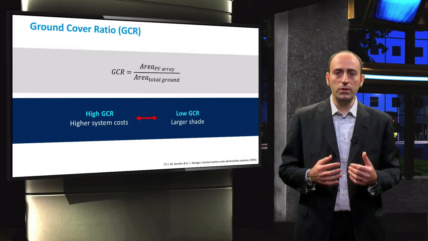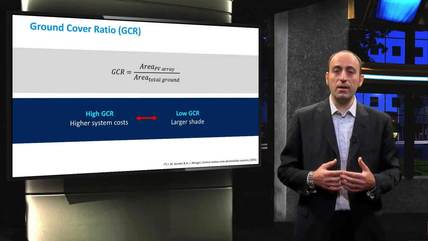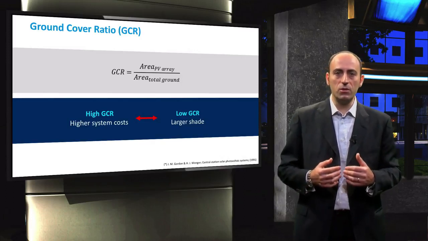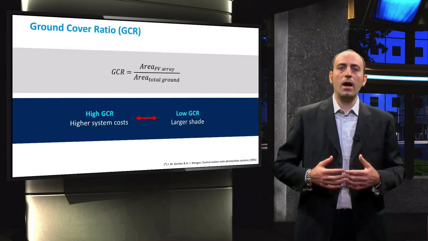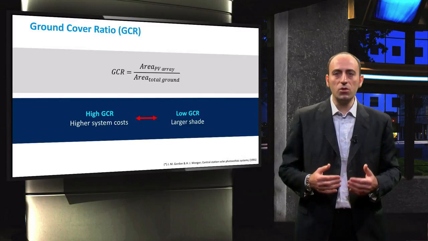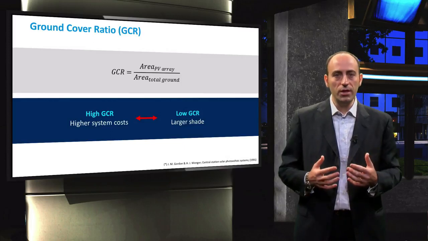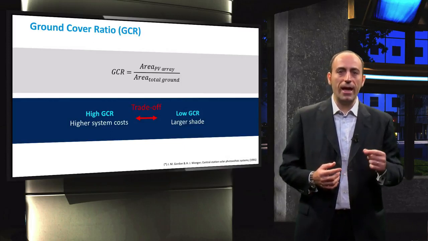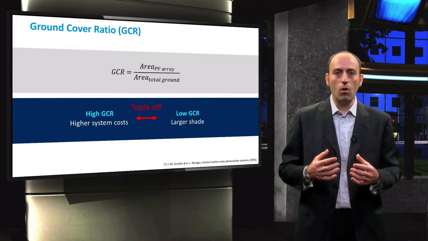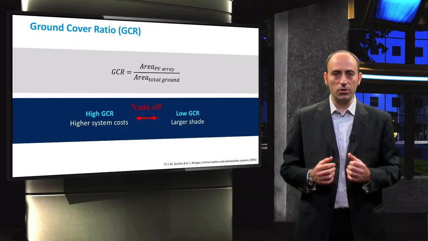So lower GCR values will keep modules spaced far apart, which maximizes their individual energy yield, but will result in a smaller installed capacity. On the other hand, higher ground cover ratio values will increase the system size, but will also reduce the energy yield from higher mutual shading. The role of the engineer is to find the optimal tilt and GCR combination for maximizing the output of a system, or, in other words, to find the trade-off between the system size and its energy yield.